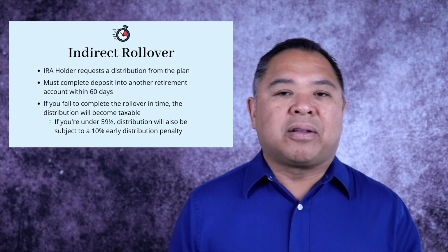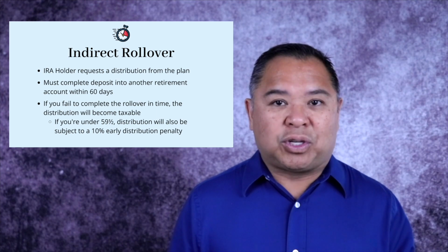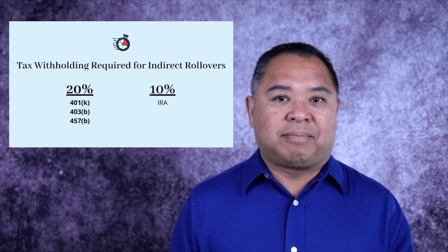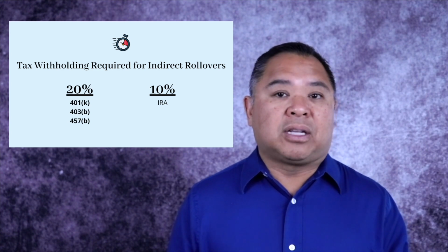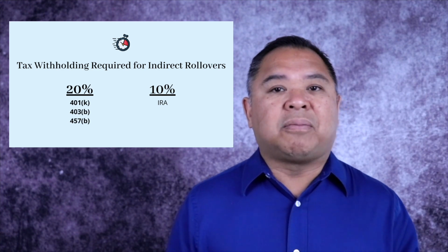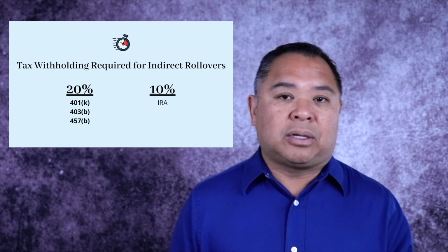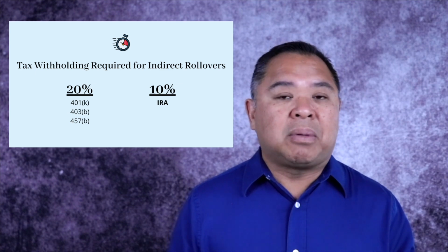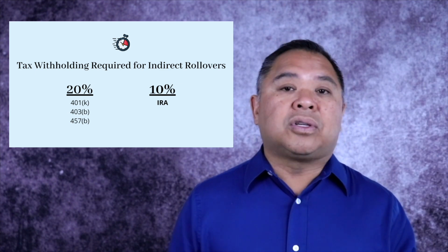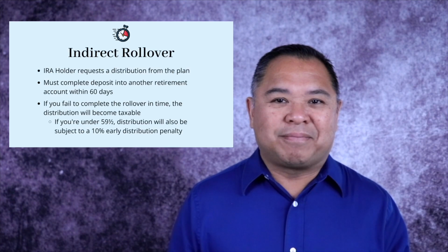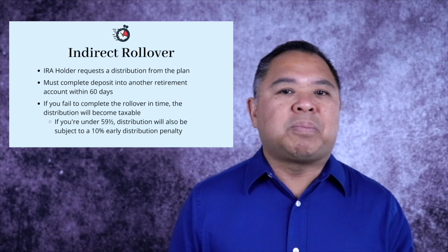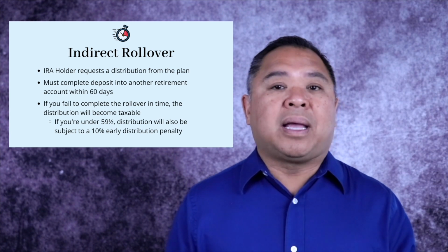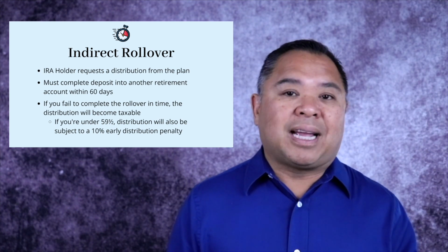But since the first part of this transaction is considered a distribution, withholding rules do apply to those particular amounts that are distributed. Distributions from 401k plans, 403bs, and governmental 457b plans require 20% to be withheld from that distribution. Whereas in IRAs, the minimum amount is 10%, unless, of course, you waive that amount from the distribution. The amounts distributed must be rolled back within 60 days to avoid taxation, and any amounts withheld must be made up out of pocket to avoid taxation.